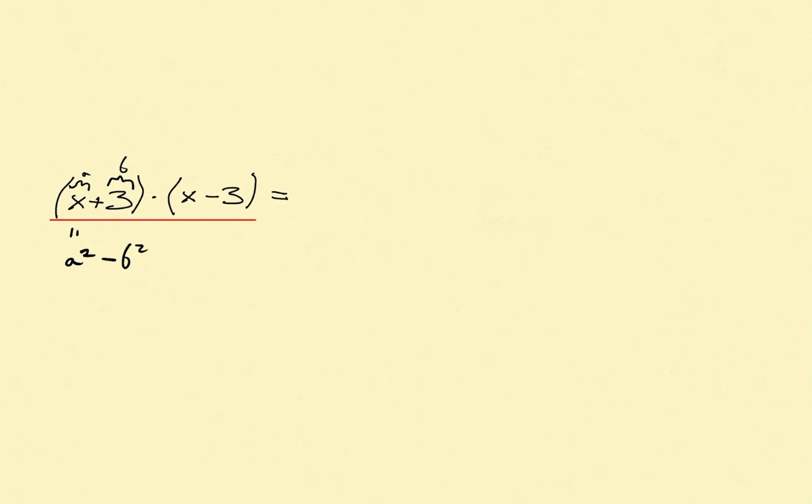Okay, so what do we get then? Well, we've got a squared, which is simply x squared. And then minus b squared, which is minus 3 squared. So minus 3 squared is 9. And this is what we would get.